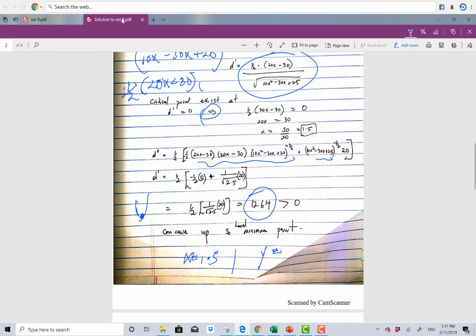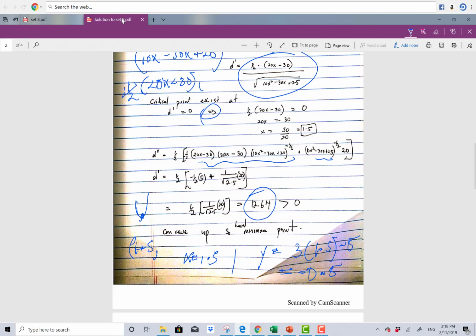It's going to be y equal to 3 times 1.5 minus 5. Once I do that, I multiply 3 times 1.5 and subtract 5. So my answer is going to be 0.5, so this is going to be equal to negative 0.5.